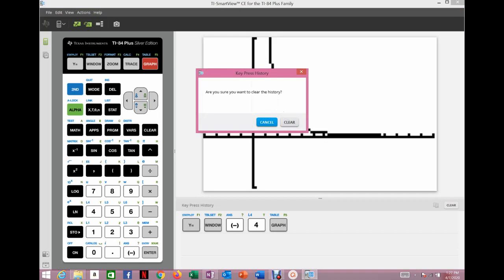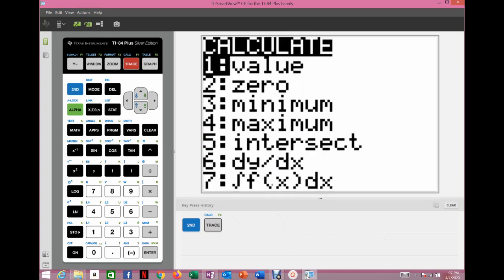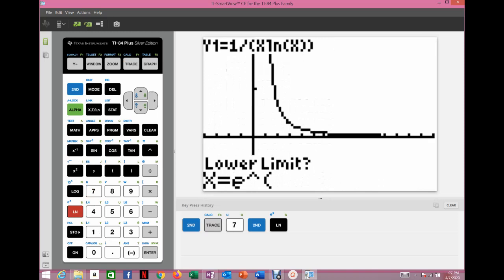I'm going to clear this out so that you can see down here what buttons I'm pressing. So, second trace. If you look at the 7th one down, there's my integral symbol, the integration of f of x with respect to x. That's what I pick. I picked 7. Then the calculator asks you for your lower limit. My lower limit was e, and when it's just e, it's e to the first. So you type in e to the first. Hit enter.